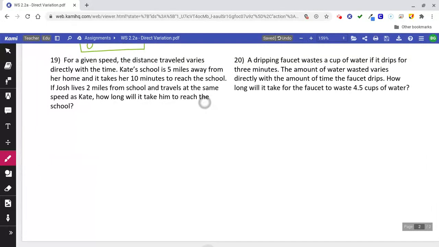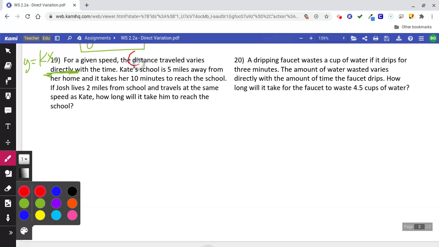Number 19, for a given speed, the distance traveled varies directly with time. So that's kind of important because they're telling you it's got that same relationship. Y equals kx. Or if you want to do the proportion, y over x equals y over x. Kate's school is 5 miles away from her home, and it takes her 10 minutes to reach the school. Okay, now, this is a story problem, and I think it's a little bit harder to see the y and the x, so maybe we shouldn't use y and x at all. Maybe we should use what they give me, distance and time. So maybe I would say d equals kt. It's the same thing. I just used different letters.